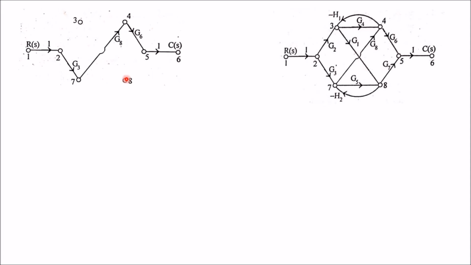So this is another way of representing another path, where the path gain is equal to the transmittance of all the series path. So P4 is equal to G3, G6 and G8.